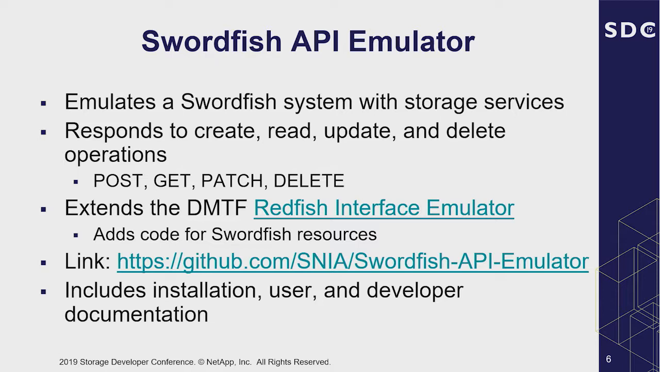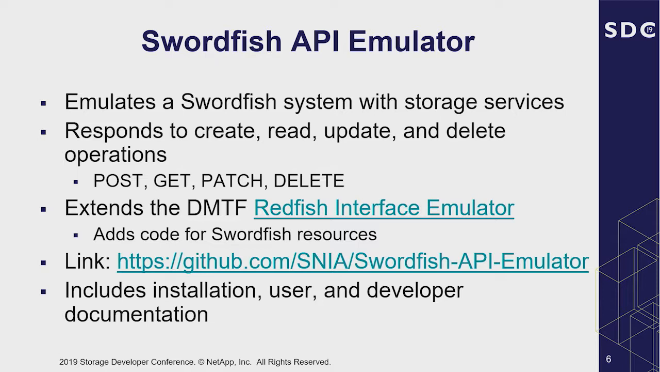First off, what the API emulator does, it does pretty much what you'd think it does. An emulator, in the definitions I'm using here, is something that acts just like something else. Well, this is that. It's not a simulator. It's not trying to act exactly like the implementation of something else. It's trying to act like the other stuff. So what the Swordfish API Emulator does is it responds to create, read, update, and delete operations through REST. In other words, post, get, patch, and delete.